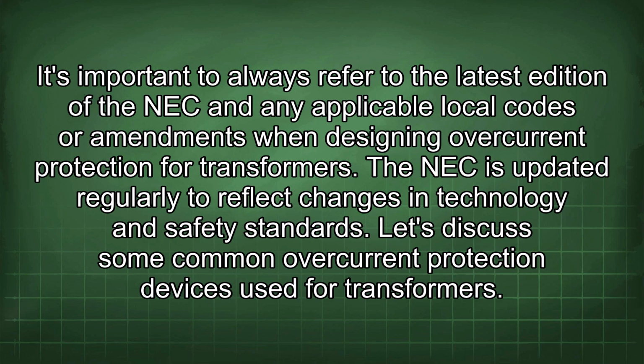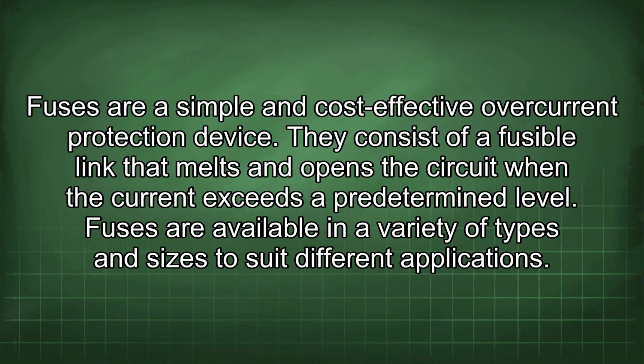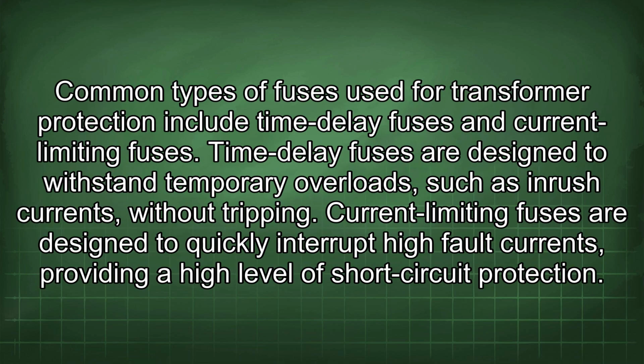Let's discuss some common overcurrent protection devices used for transformers. Fuses are a simple and cost-effective overcurrent protection device. They consist of a fusible link that melts and opens the circuit when the current exceeds a predetermined level. Fuses are available in a variety of types and sizes to suit different applications. Common types of fuses used for transformer protection include time delay fuses and current limiting fuses.